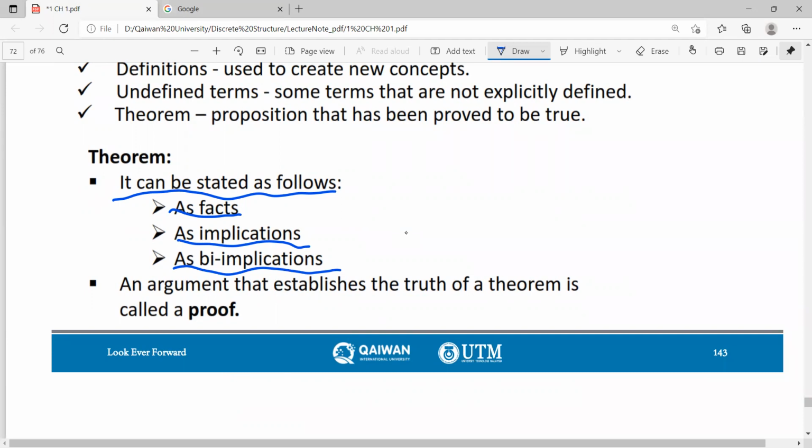Here, an argument that establishes the truth of a theorem is called a proof.